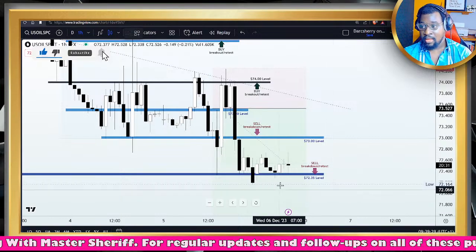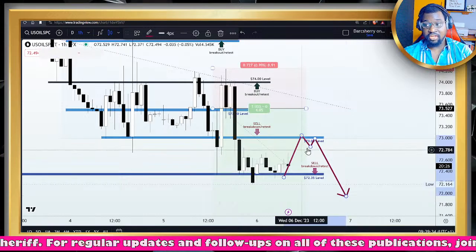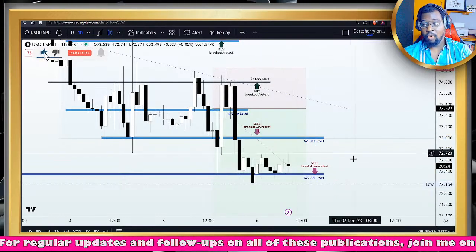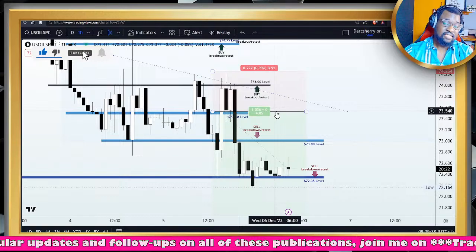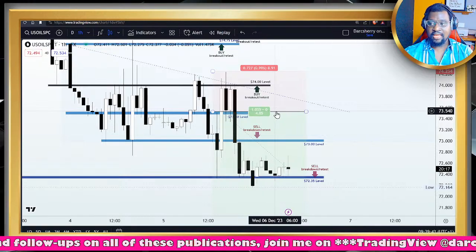Price may climb up, it may come back into this area and drop to the downside. Everything is still looking very bearish at this point in time, unless price breaks out the $73.50 level and the $74 area. So let's see how this will play out.